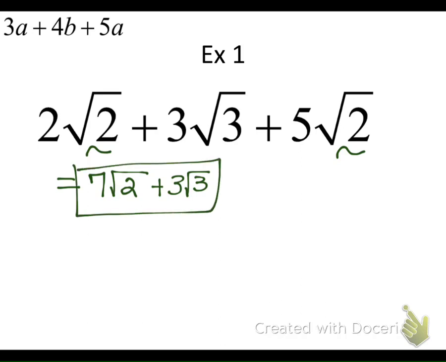Another thing you need to remember, when you're adding or subtracting square roots, you're going to put them in order from least to greatest. So the smallest radicand will go first, then the next radicand, okay? So there's a lot of things that you're going to have to remember. Okay, let's take a look at example number 2.